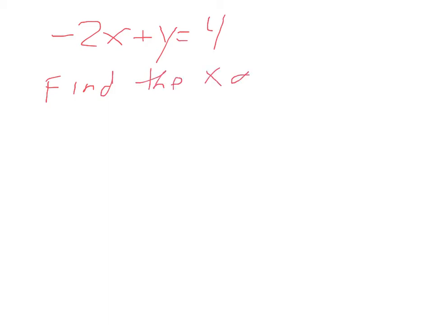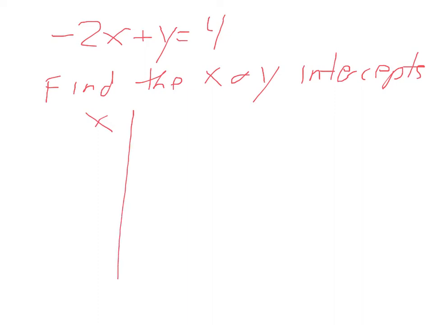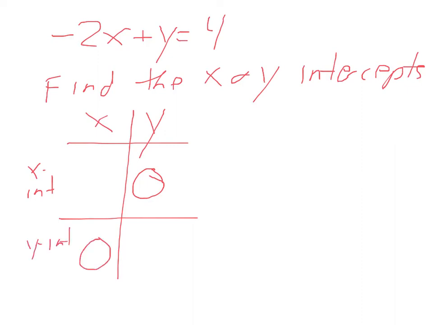When you look at an equation, if I said to you, for example, negative 2x plus y equals 4, and I said find the x and y intercepts, what's nice is that if I make an xy table, for the x-intercept I can let y equal 0. And for the y-intercept, I can let x equal 0.